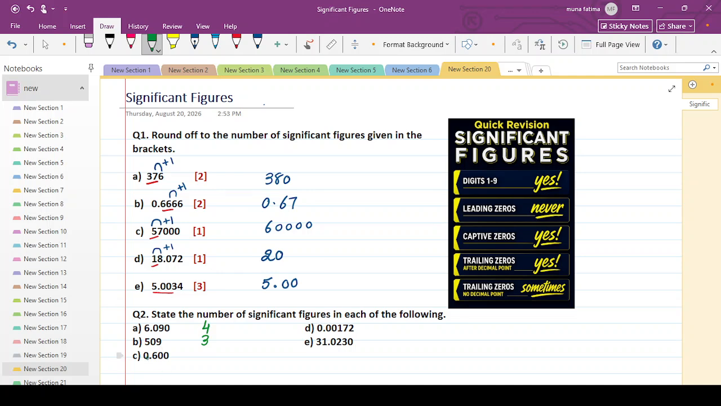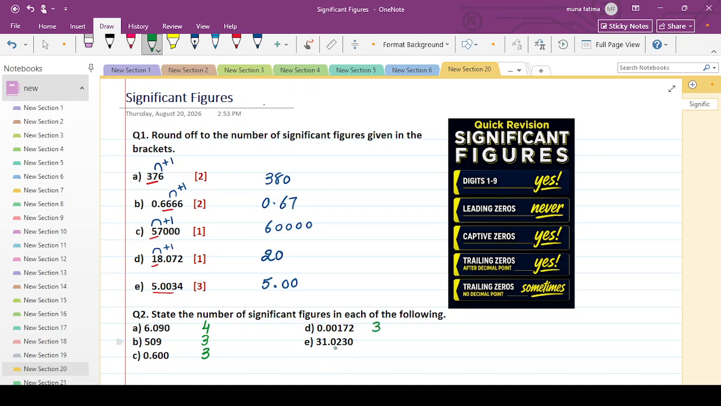They are not, leading 0. This is not significant. We are not going to count it. Trailing zeros after a decimal are significant. So 1, 2, and 3, these make 3 significant figures. We have 3. Next, leading zeros don't count, but the numbers do. 1, 2, and 3, 3 significant figures.